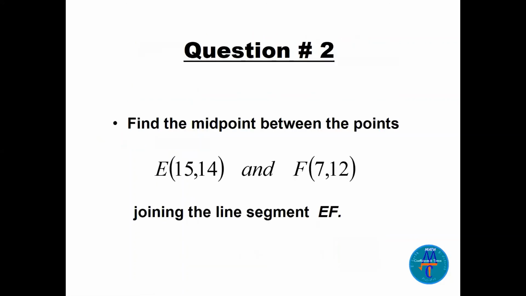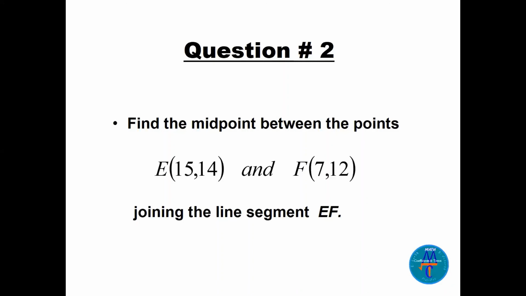Let's see, question number 2 is about the midpoint. E (15, 14), F is (7, 12). Let's find the midpoint. Some students I have seen say, let's find the distance and divide by 2. That's completely wrong.